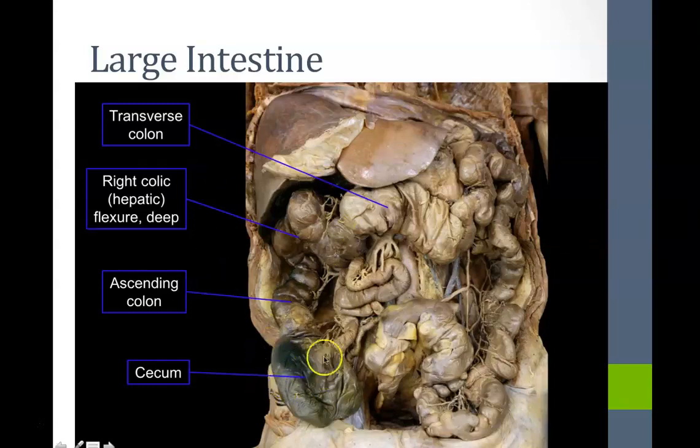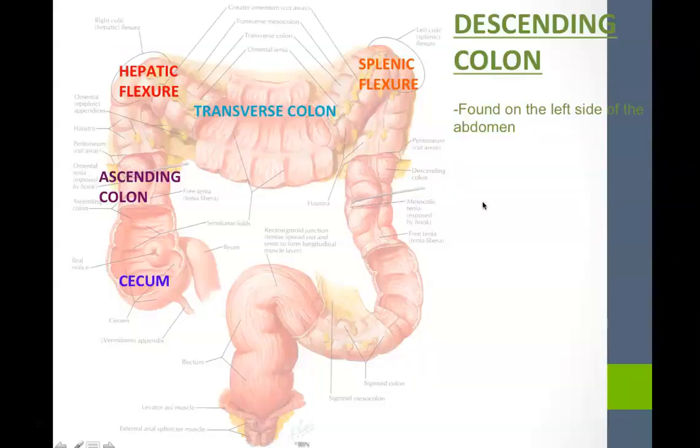We left off at the cecum. Here's our ascending colon on the right side of our abdomen. This would be our right colic or hepatic flexure. And then our transverse colon moving across over to the left side. Now at that point we had that bend, the splenic flexure, and now the large intestines is traveling inferiorly, so we are going to call this the descending colon, and it is found on the left side of our abdomen.